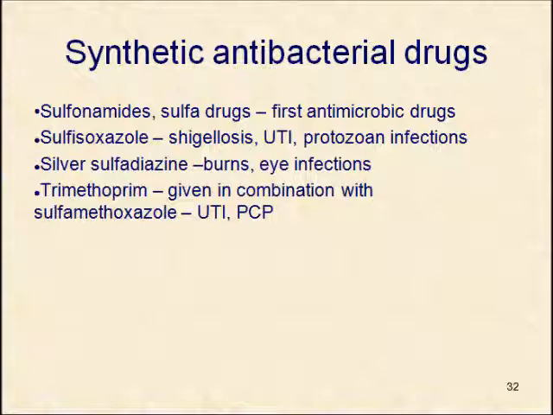We also have synthetic antibacterials, which include the sulfonamides, or sulfa drugs. These were the first antimicrobic drugs. There's sulfisoxazole, which is good against shigellosis, urinary tract infections, and protozoan infections. There's silver sulfadiazine, which is good for burns and eye infections. In fact, this is put in the eyes of newborns to prevent them from developing infections. Trimethoprim, which is given in combination with the sulfamethoxazole, which is also good for UTIs.